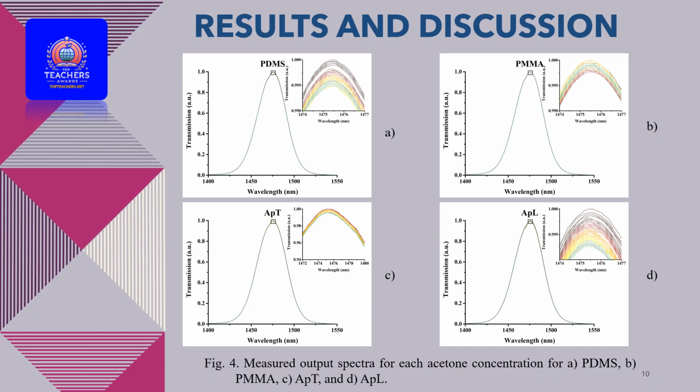Figure 4 shows the output transmission spectrum of each sensor and its variations under the effects of acetone concentration changes over a range from 1,400 nanometers to 1,515 nanometers. The spectral variations were not perceptible, therefore a zoom was performed in the peak of the spectrum, which allows us to visualize the spectral changes for each concentration.